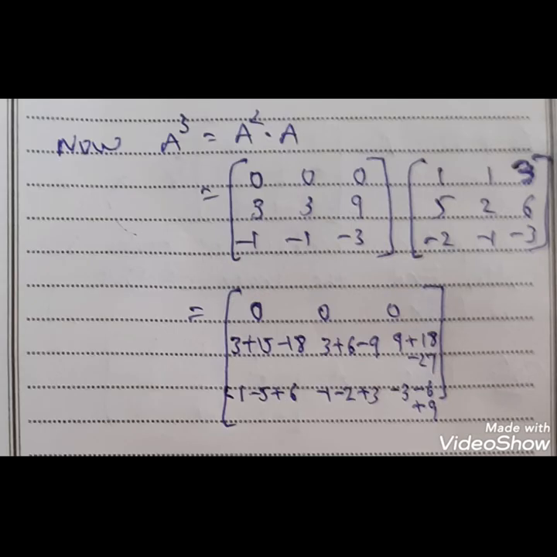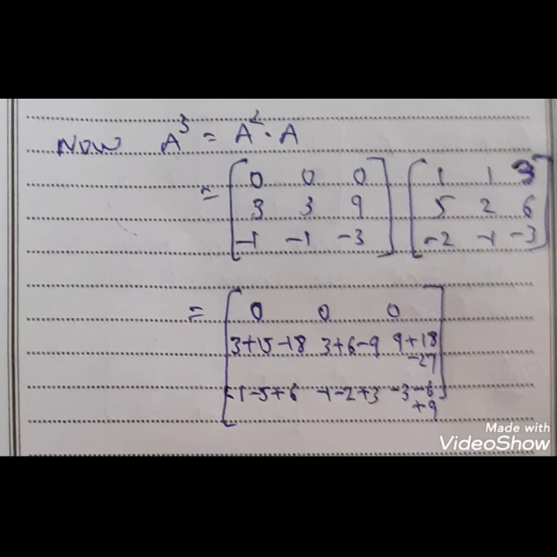Here A square equals 0 0 0 are the elements of the first row, 3 3 9 are the elements of the second row, and minus 1 minus 1 minus 3 are the elements of the third row. So all the entries are not equal to 0, meaning it is not a zero matrix. So obviously we have to find A cube.